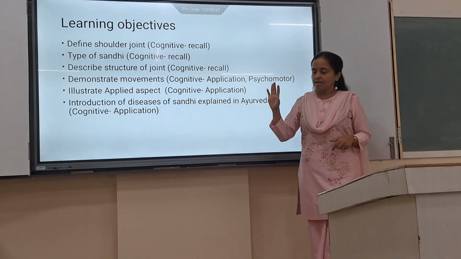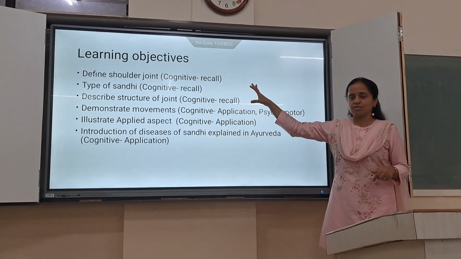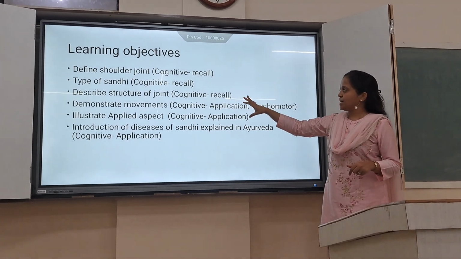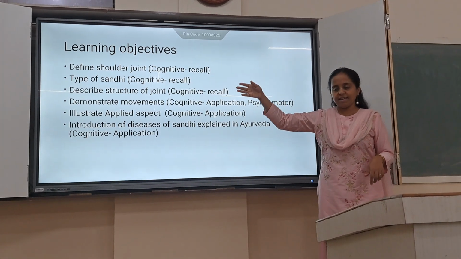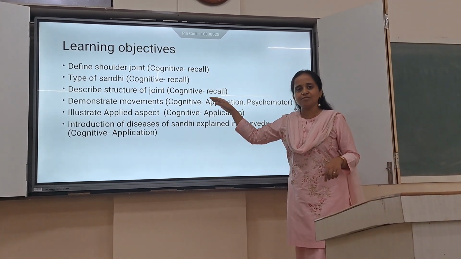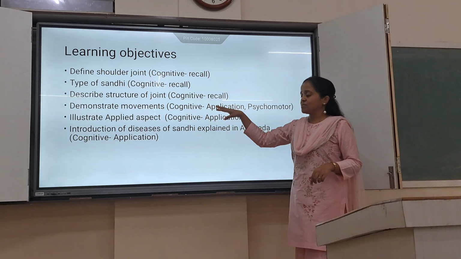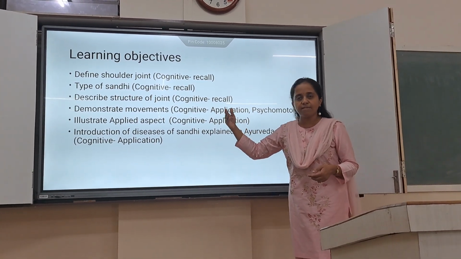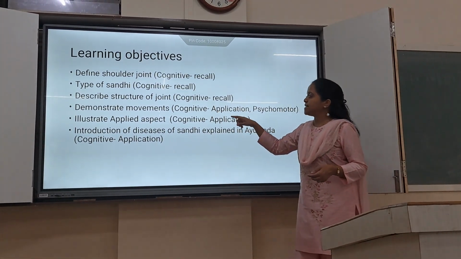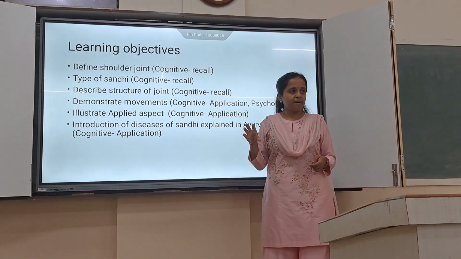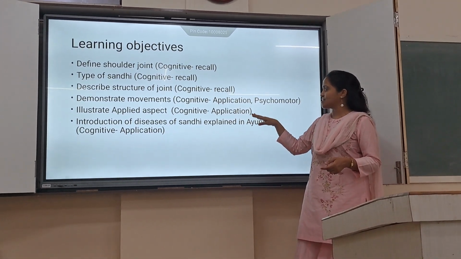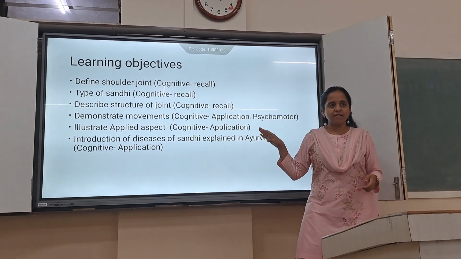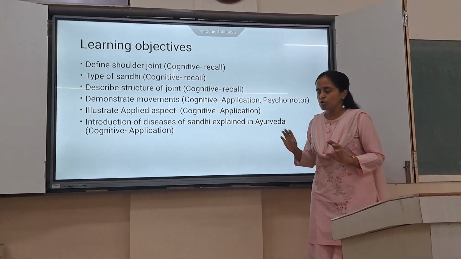This lecture, the first objective is to define the shoulder joint and its types of sandhi, that is, which type of joint this is according to Ayurveda as well as modern science. Then describe the structure of the shoulder joint, demonstrate various movements which take place at the shoulder joint. Then illustrate the applied aspect or the clinical anatomy of the shoulder joint, and introduction of diseases of sandhi explained in Ayurveda, especially related to the shoulder joint.